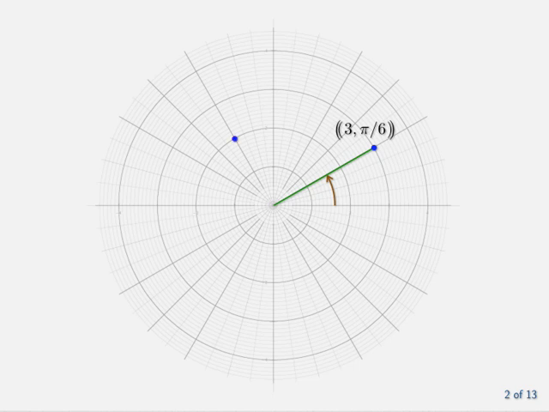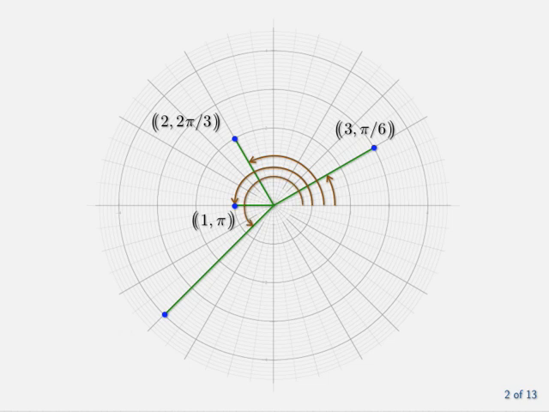This point can be associated with a radius of 2 and the angle 2/3 pi, so we label the point 2, 2/3 pi. For this point, we can use a radius of 1 and the angle pi, so we label the point 1, pi. Here we can use a radius of 4 with the angle 5 pi over 4. For this point on the negative y-axis, we can use a radius of 3 and the angle 3/2 pi.